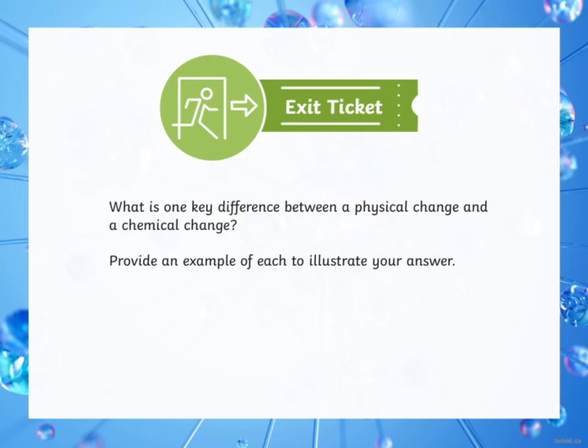Before we finish, take a moment to think about this. What's one key difference between a physical change and a chemical change? Then, try to come up with an example of each. This helps us make sure we really understand how these changes affect matter in different ways.